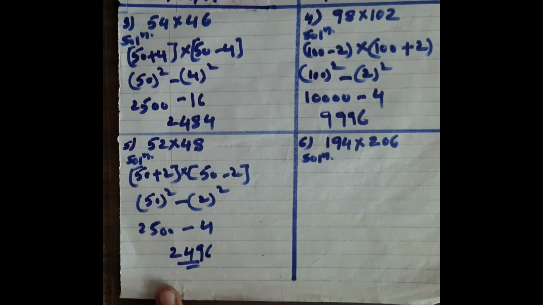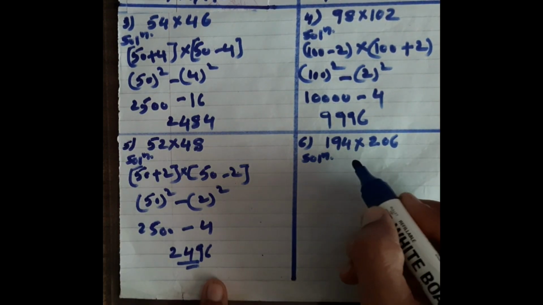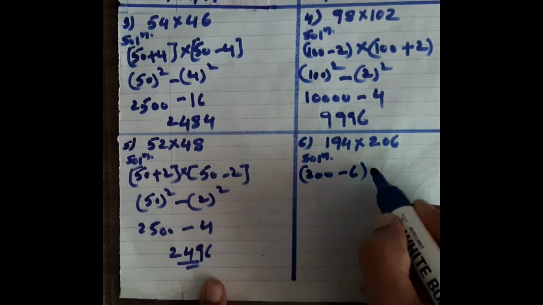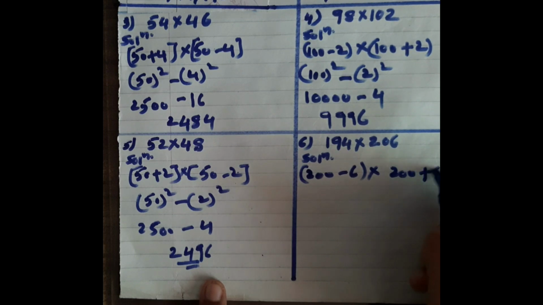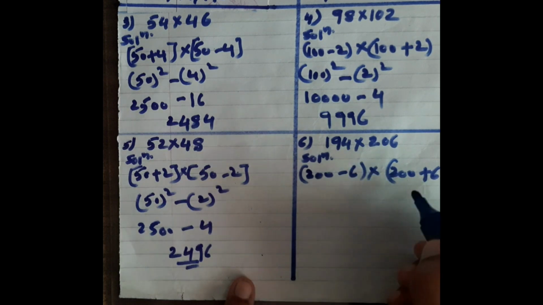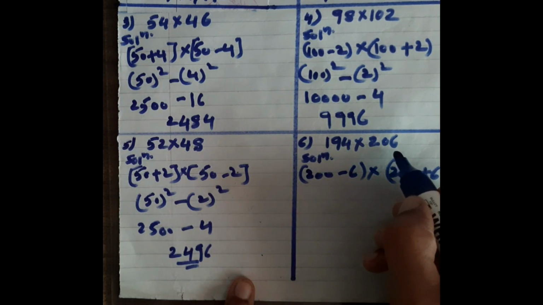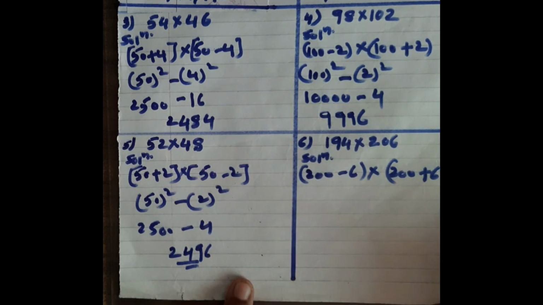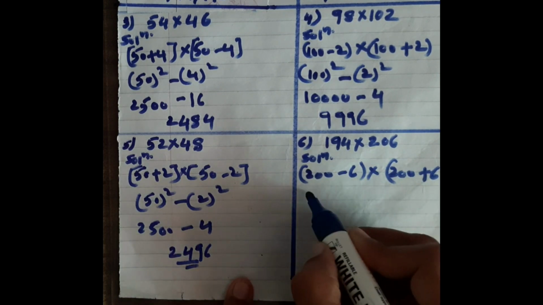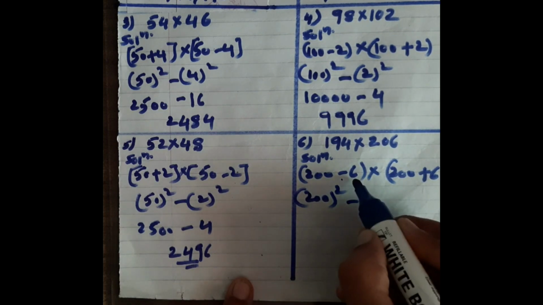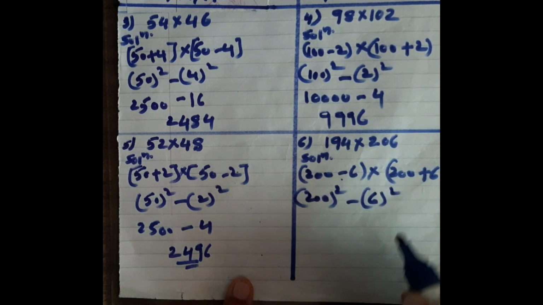Next, last question. 194 into 206. This we have to write in the form of binomial. So we will write 200 minus 6 into 200 plus 6. 200 minus 6 means 194. 200 plus 6 means 206. Again this is there in the form of a plus b into a minus b, says a square minus b square. So we will multiply 200 into 200, 200 whole square. Minus into plus, minus 6 into 6, 6 whole square.